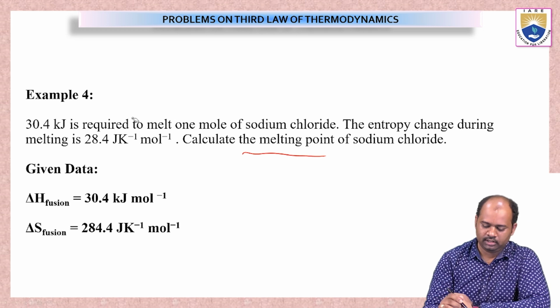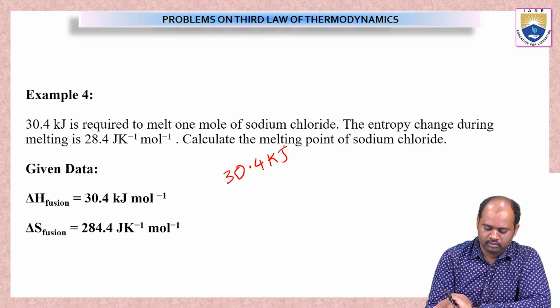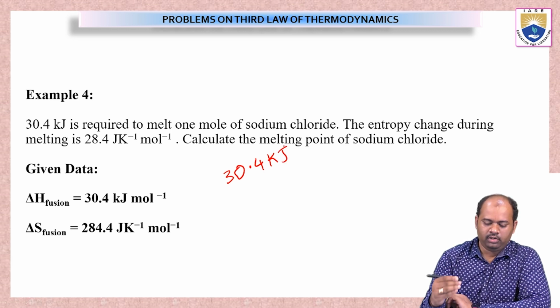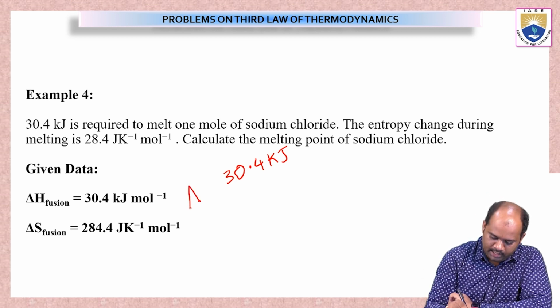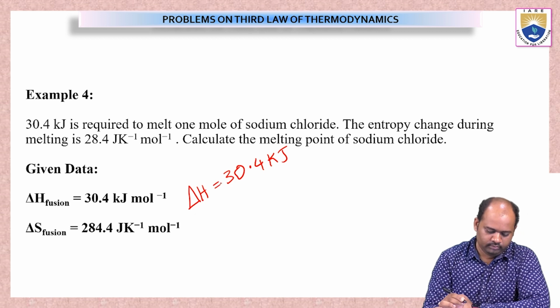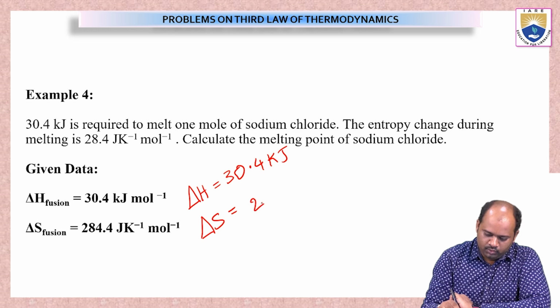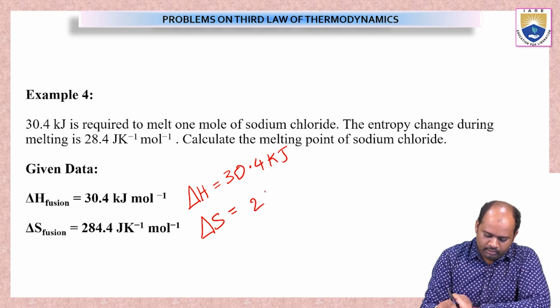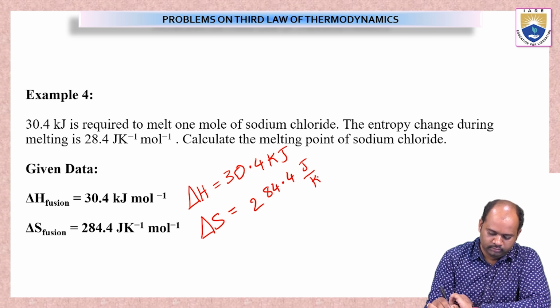Now I will remove all these things. First of all, what is the given data? The given data is 30.4 kilojoules. So this is the amount of heat required to melt 1 mole of sodium chloride. So this is taken as delta H. And delta S is also given. Change in entropy is 28.4, sorry, this value could be wrong, 284.4 joules per Kelvin per mole.